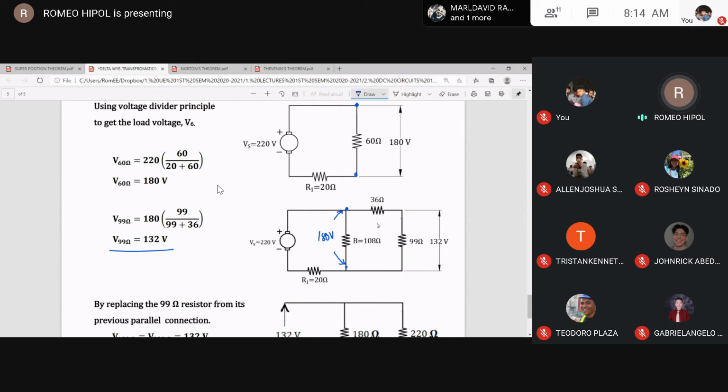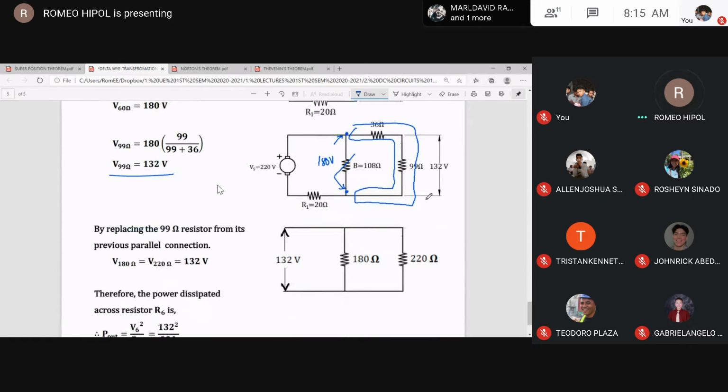Yung 180 volts, di ba? Connected in parallel. Pero since they are in parallel, they have the same voltage. Pero ang concern natin is kung saan nakakonect yung 220 ohm. Therefore, we can neglect the effect na itong 108, then consider this series branch. Kasi ang voltage divider is applicable for series branch while the current divider is for two parallel branches. Okay, so saan tayo? 180. And ayan, meron tayong computed 132 volt.